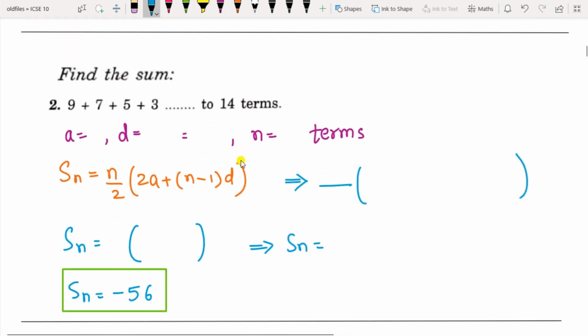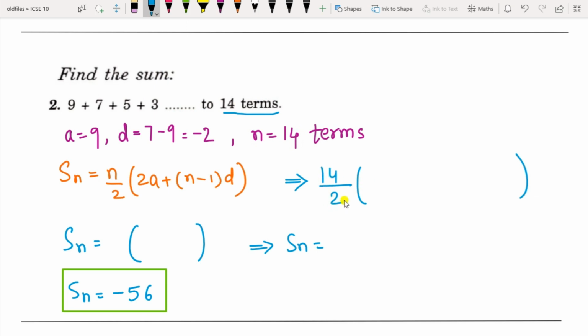Find the sum. Now you have to see properly what is given in the sum here. This is 9 plus 7 plus 5 plus 3, and it is written as up to 14 terms. So the number of terms has been given to you. From this we can write the value of a as 9, d will be 7 minus 9, that is minus 2, and n will be 14 terms. So by using this formula you have to find the sum in this case. So the sum will be equal to n, the value of n is 14, as the number of terms is 14.